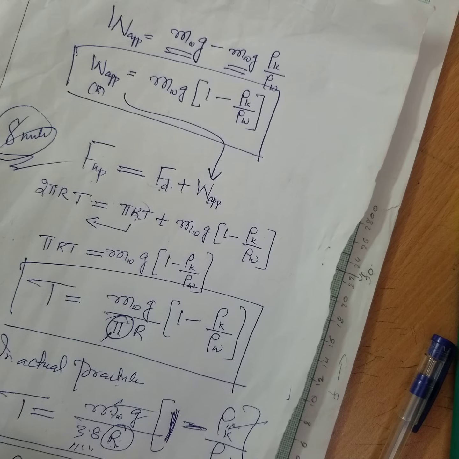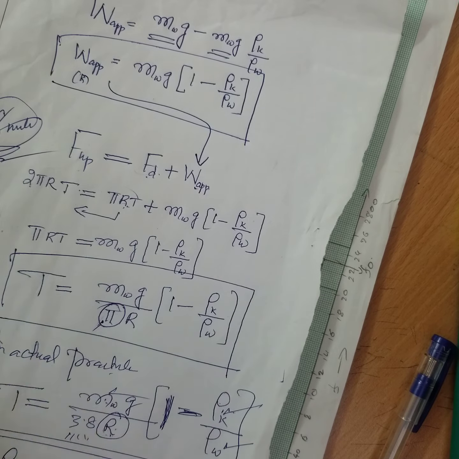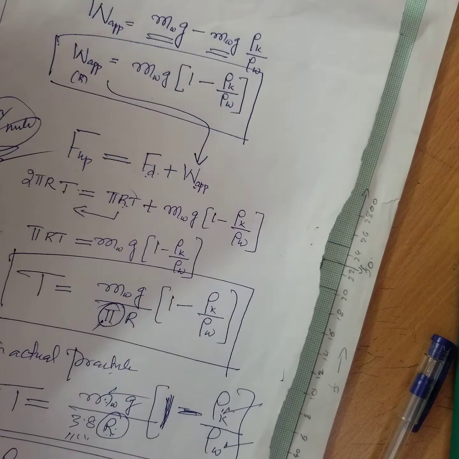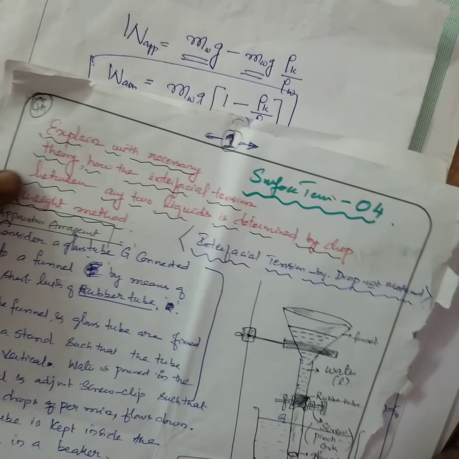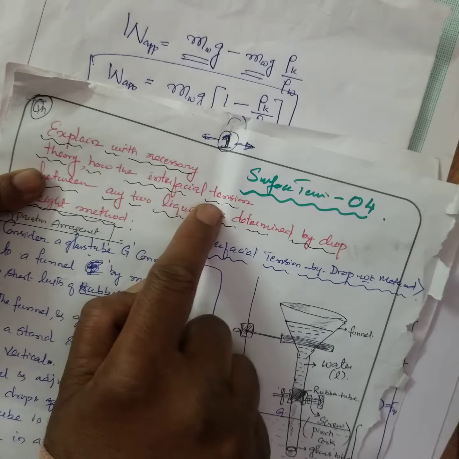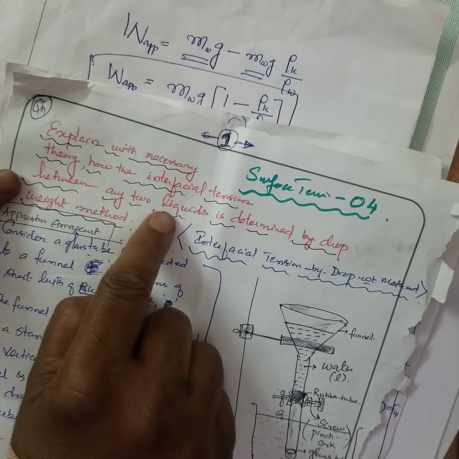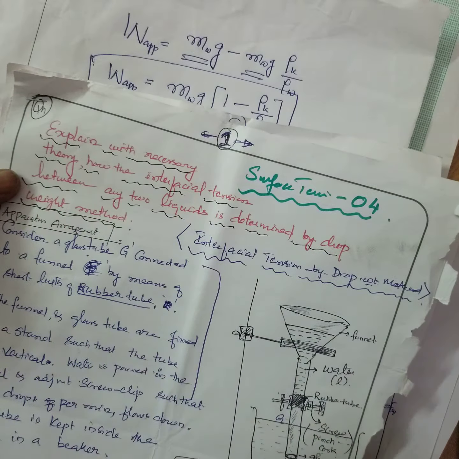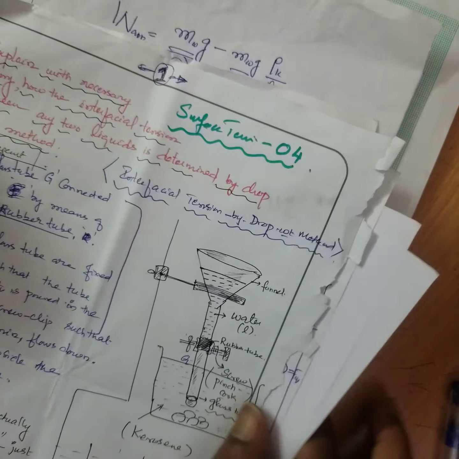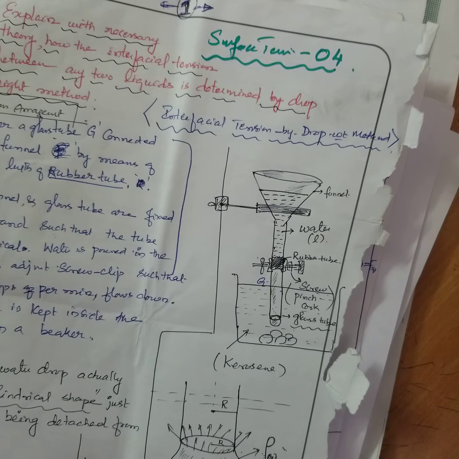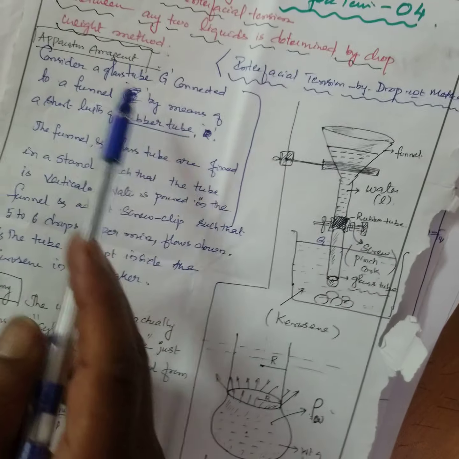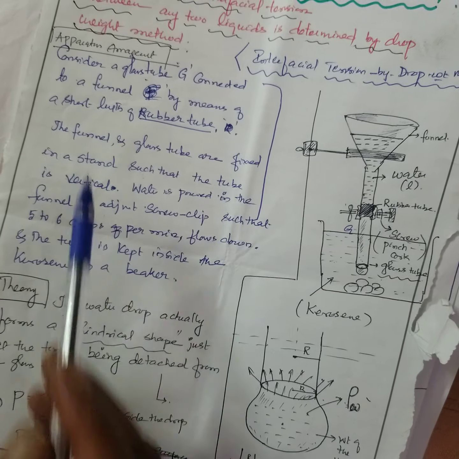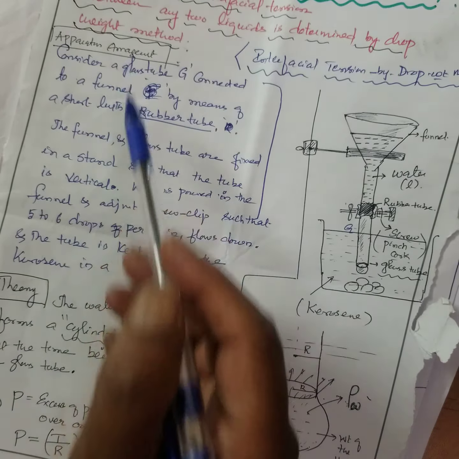See, now I have written the notes for this. This also I will tell you. Here you see, the question is this: Explain with necessary theory how interfacial tension between any two liquids is determined by the liquid drop method. For that, what? Funnel. Whatever I said, the description is here. You read it. Theory.